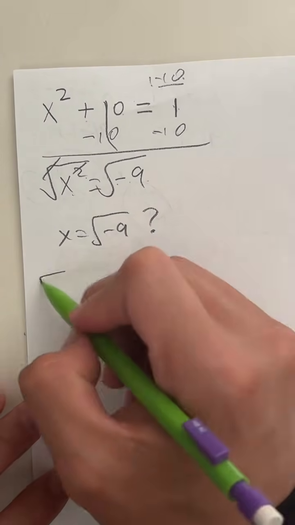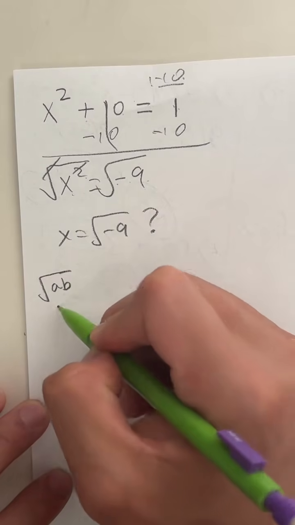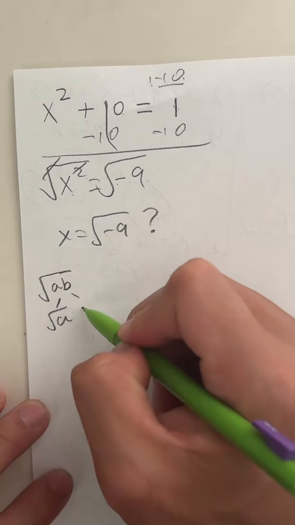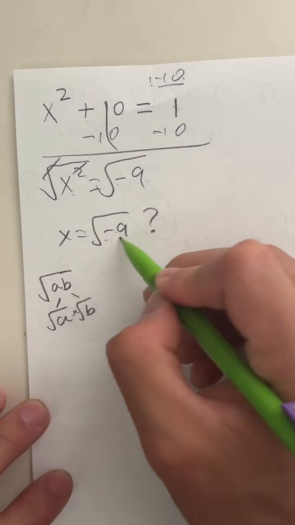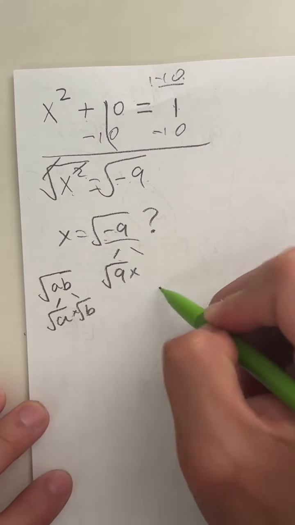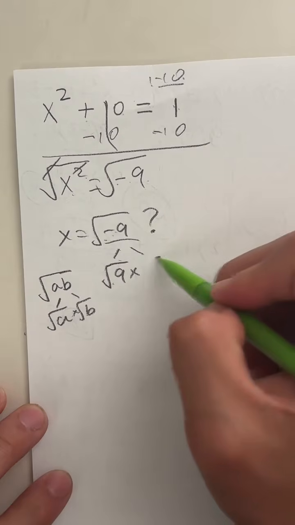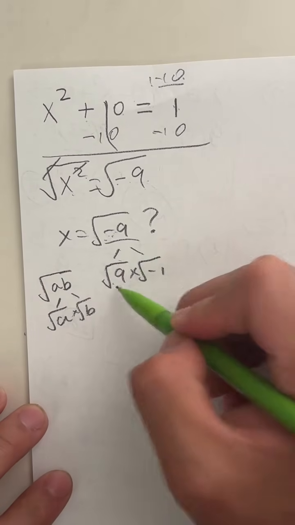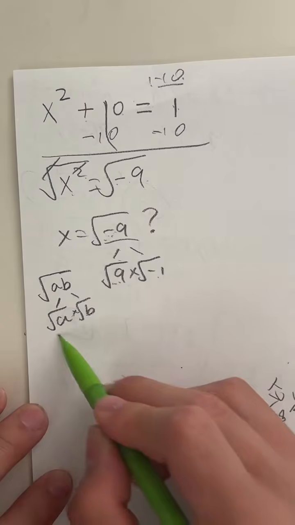Well, I have to remember this rule. Anytime I have square root of a times b, that's just simply equal to the square root of a times the square root of b. So the square root of negative 9 becomes a familiar number, which in this case is the square root of 9, times the square root of what number? Well, 9 times negative 1 is equal to negative 9. And then 9 times negative 1, negative 9 checks out for this rule.